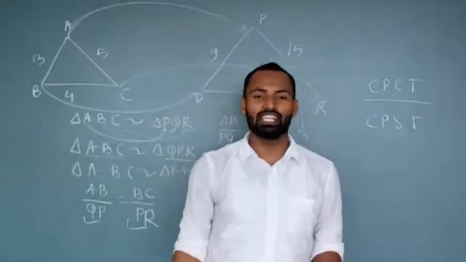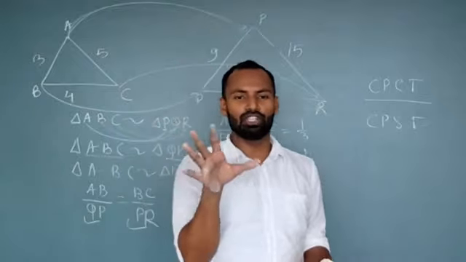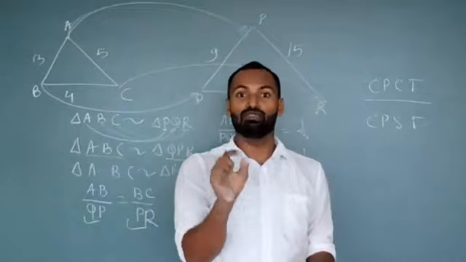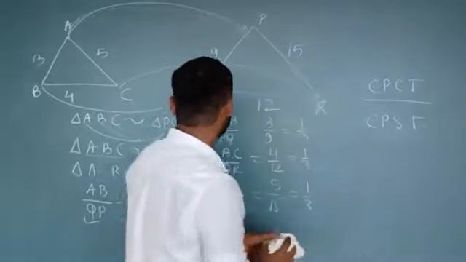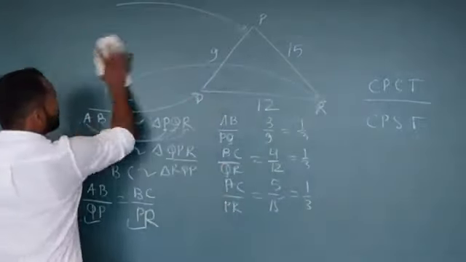So both triangles are similar to each other. I hope you understood. Every time you must check, you must write corresponding sides and corresponding angles. Okay?